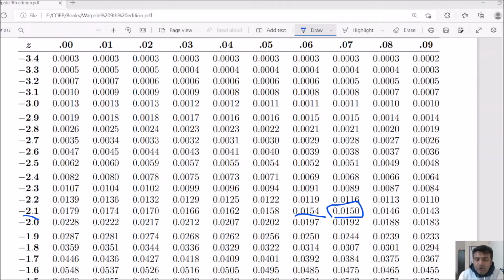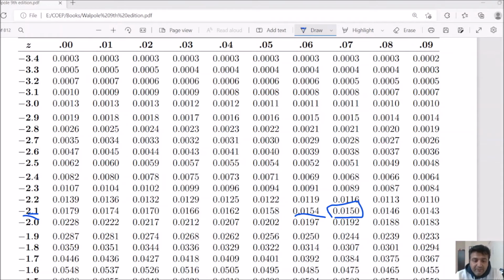Okay. Now you go towards the table. So if you go to the table over here, minus 2.17, it is 0.0150, and when you subtract this from 1, you get the answer. So whenever the question is towards the right, you always do 1 minus. So that's one thing you have to take care of.